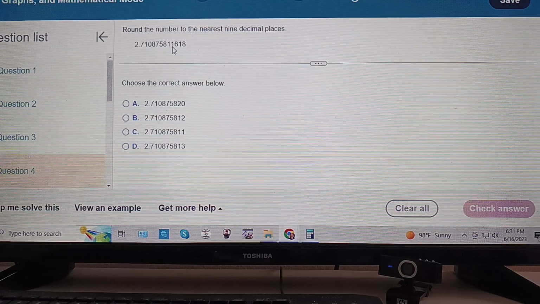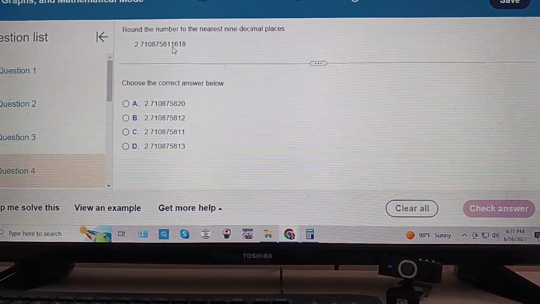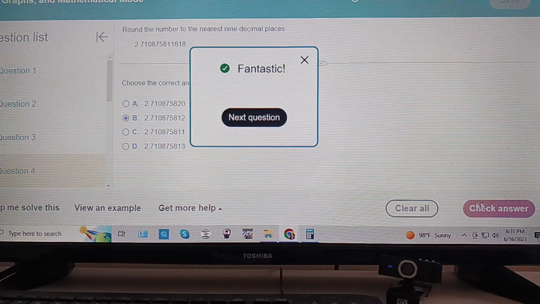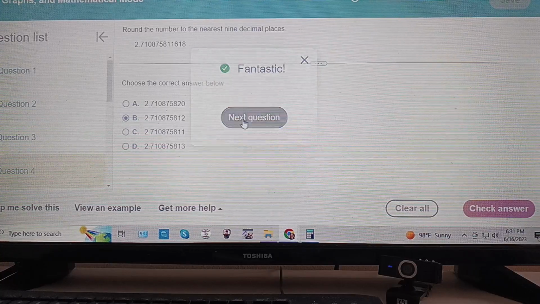So everything in front of that should be the same. There should be a 2.7108758. All that's there, and then it'll be a 1, 2. All the way to the 8, all the answers are the same, and they just change the end to either 13, 11, 12, or 20. But really, it would only be 11 or 12 would be the only 2 possible answers, actually. This one would be 12. If that 6 was a 4 or less, it would have been 11.